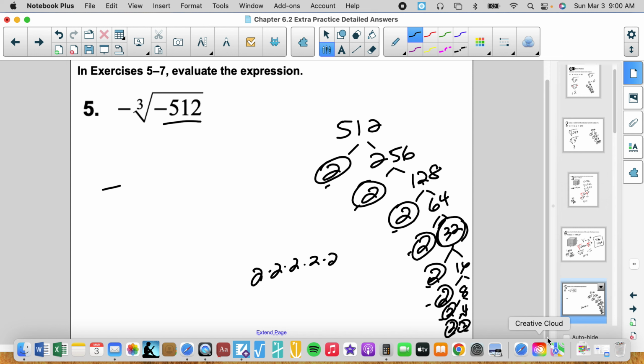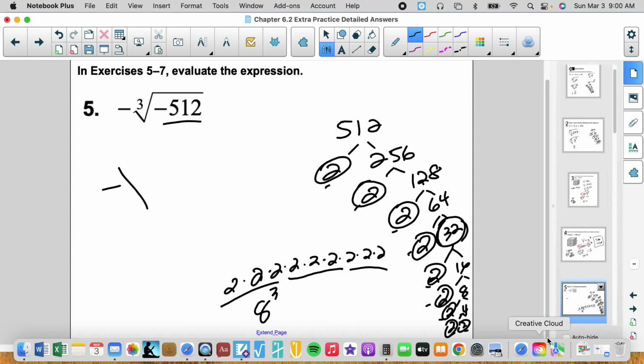Now I want to produce 1, 2, 3, 4, 5, 6, 7, 8, 9. I want to get it in groups of 3. So that's 3, and that's 3. So that's 8 to the third.